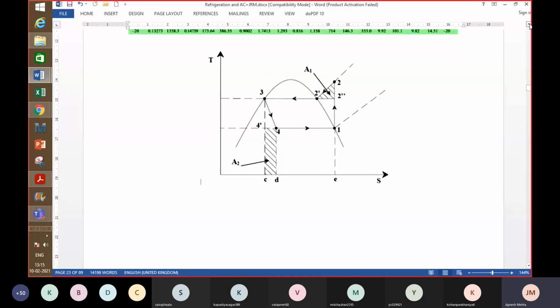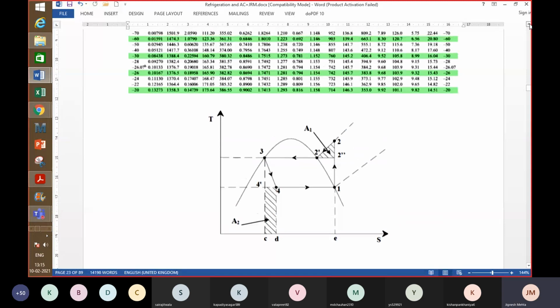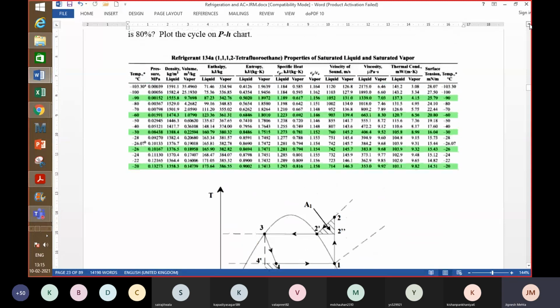So this is the table for R134a, right? And this is the temperature based table, and it is minus 20 degrees Celsius here. So you get the corresponding saturation pressure, given in megapascal, it's 0.13273, or in case of bar it will be 1.3273. And as I have already conveyed to you, the tables give the values as absolute pressure.